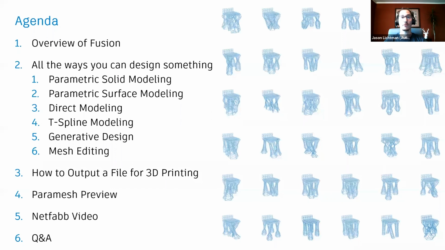I'm going to start with an overview of Fusion 360, and then we're going to talk about all the ways you could design something. And there are a lot of different ways. That's why it's called Fusion 360. After I cover 6 of the different ways you could design in Fusion, I'm going to show you how you can output a file for 3D printing on your Formlabs printer. I'm going to give you a preview of a new workspace that doesn't yet exist. It's in development right now that we're calling Paramesh. And then I'm going to turn it over to my colleague, Andreas, who's going to talk about Netfabb.